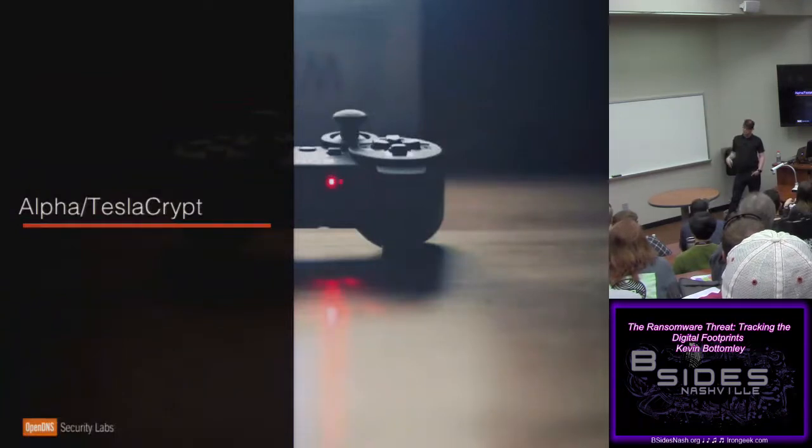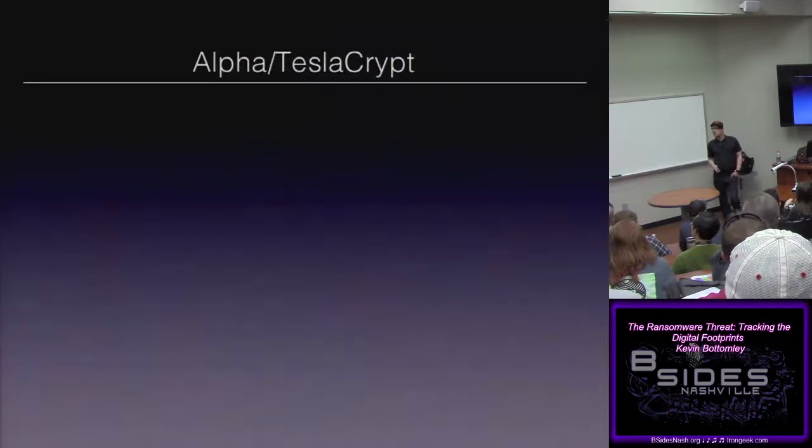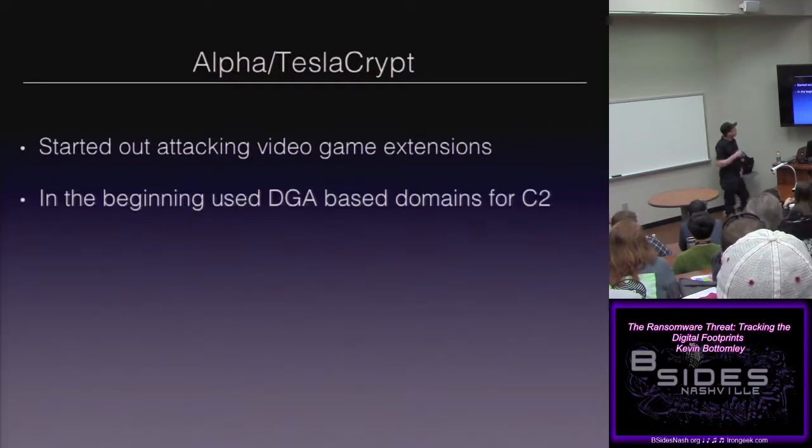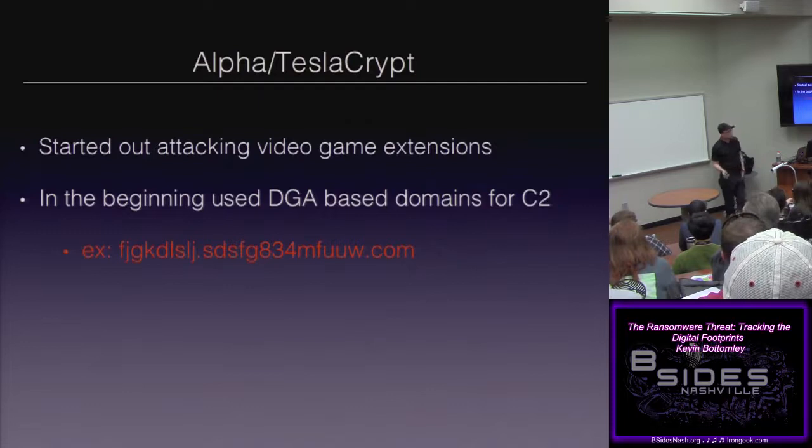Moving forward, you started to see Alpha and TeslaCrypt. Basically, this started out attacking your video game extensions, so gamers would get all their files encrypted. In the beginning, they were using DGA-based domains for the C2s that essentially look something like this.